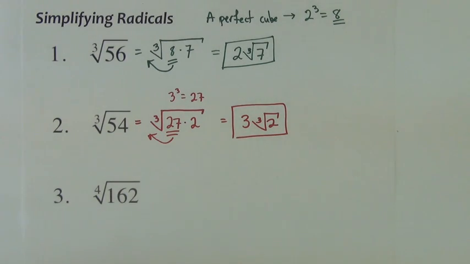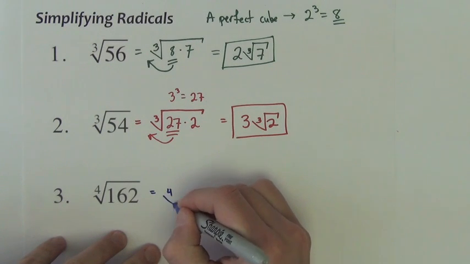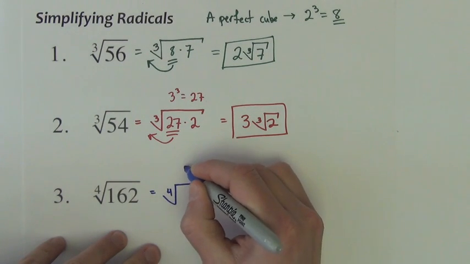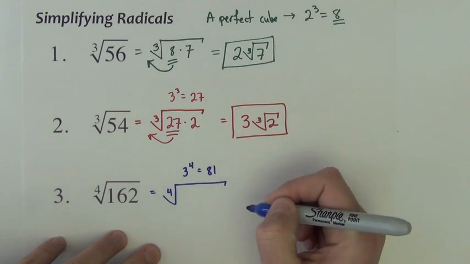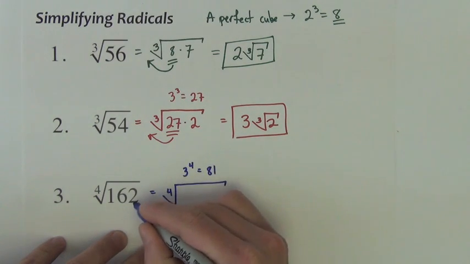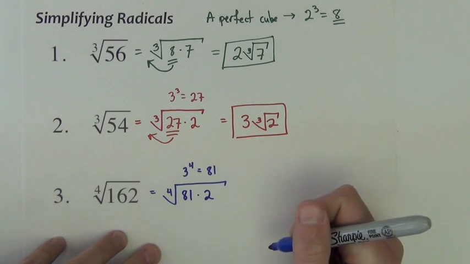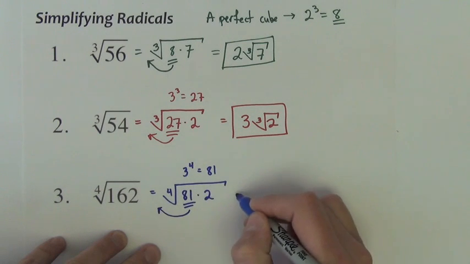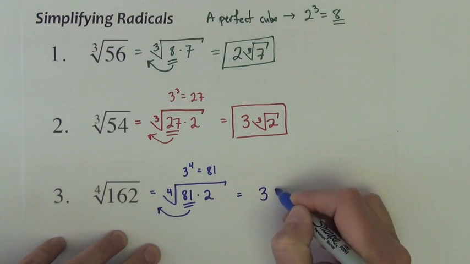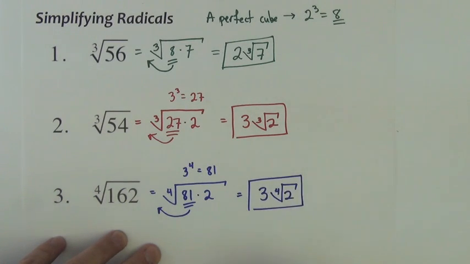And finally, 162 under a fourth root. Well, I know that 3 to the fourth power is 81, and 81 divides 162. 81 times 2 is 162. 81 is the fourth power. It comes out as 3. Fourth root of 2 left over.